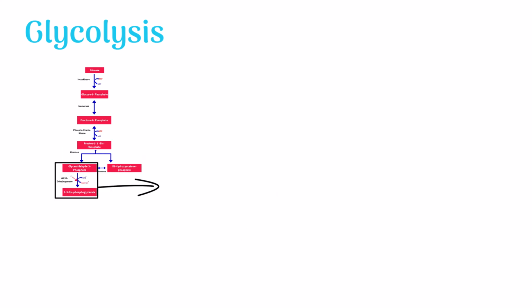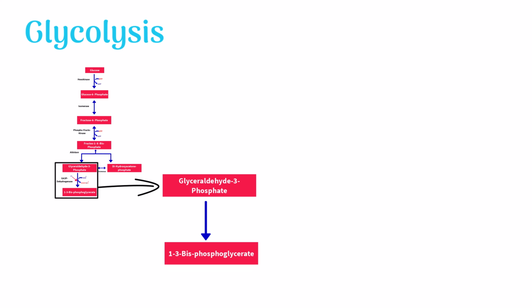In this reaction, glyceraldehyde 3-phosphate forms 1,3-bisphosphoglycerate. The enzyme in action in this reaction is glyceraldehyde 3-phosphate dehydrogenase. Remember, NADH is formed in this reaction, while an inorganic phosphate is consumed. Moving on to the next reaction.